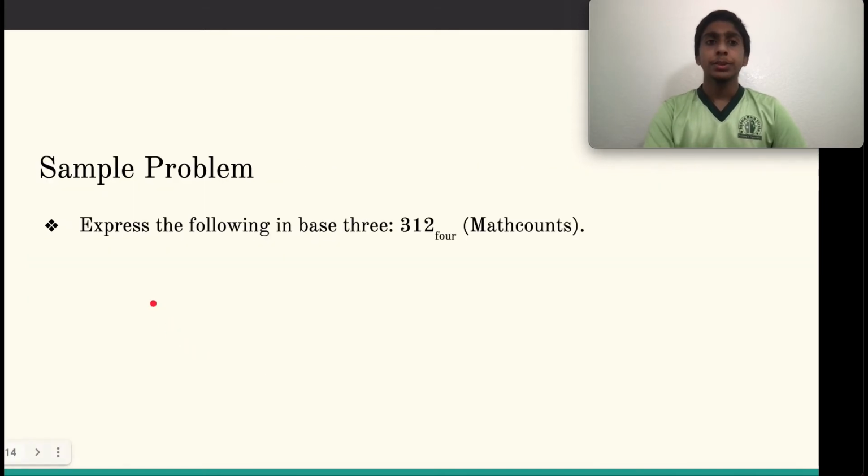Okay, so here's a sample problem. Express the following in base 3: 312 base 4. So here you're going to have to convert your 312 base 4 into base 10, and then from base 10 convert it into base 3. So go ahead, pause the video, and try to solve this problem.